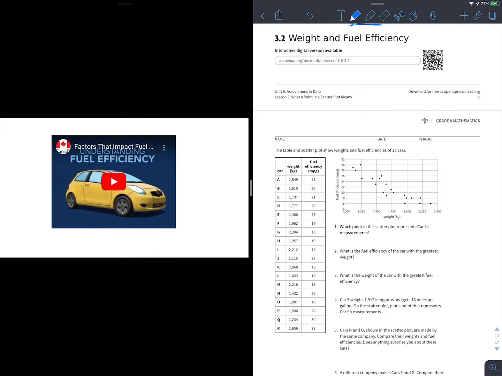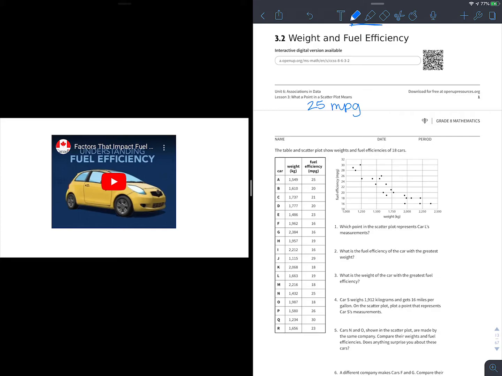Fuel efficiency is a measure of the average distance a car will travel using a certain amount of gas. Commonly, this is measured in miles per gallon, which I'm sure you're all familiar with hearing. For example, a car that has a fuel efficiency of 25 miles per gallon should be able to drive approximately 25 miles while using up a gallon of gas. Many factors can influence fuel efficiency, including the way an engine is engineered.